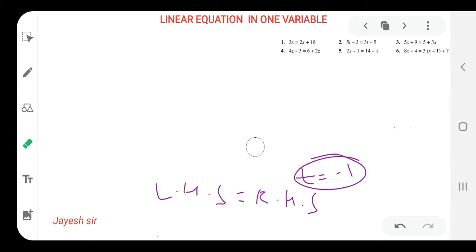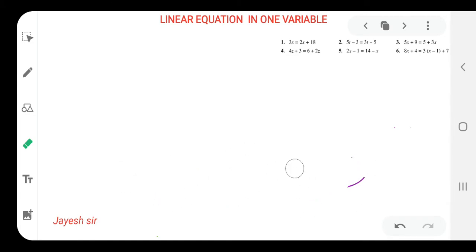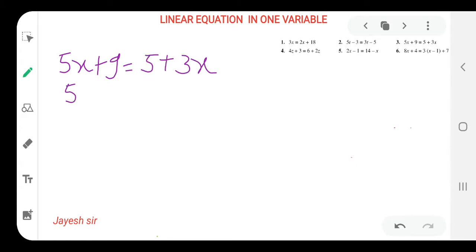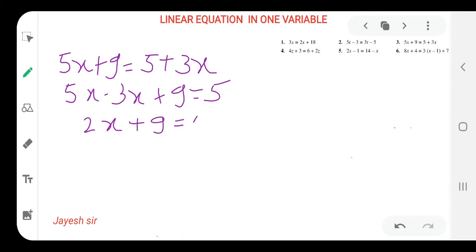If you are not sure whether your answer is correct or not, check it. So let's begin with the third sum. If you are capable of solving, then pause the video and try to solve the remaining sums on your own. All the sums are similar. Now 5 plus 3x. Again, the terms having x should be on the left hand side. 5x minus 3x plus 9 equals 5. You have to follow each and every step. 5x minus 3x is 2x, and plus 9 as it is, and 5 here.